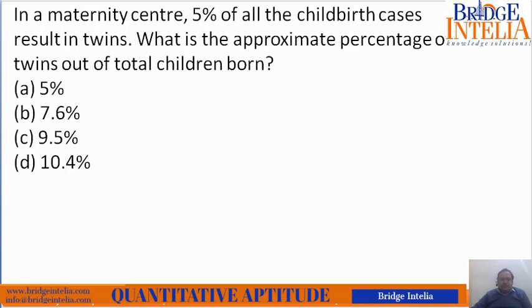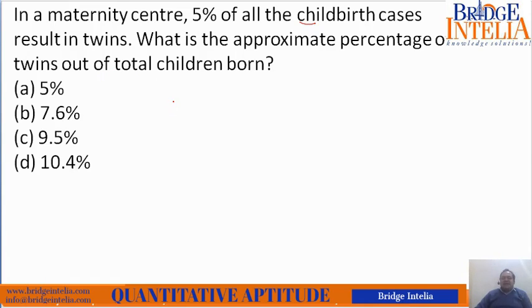Now let's see this one. In a maternity center, 5% of all the childbirth cases result in twins. What is the approximate percentage of twins out of total children born? So please remember, 5% of the childbirth cases result in twin.